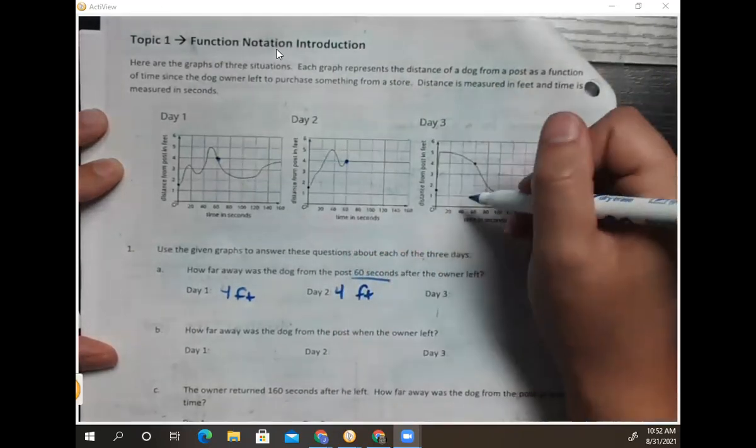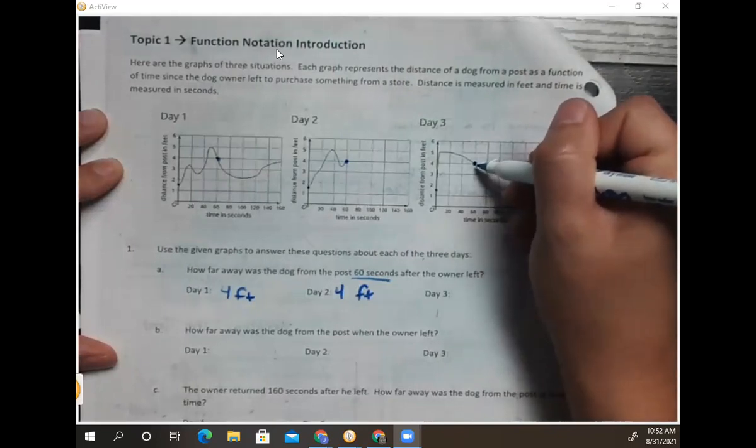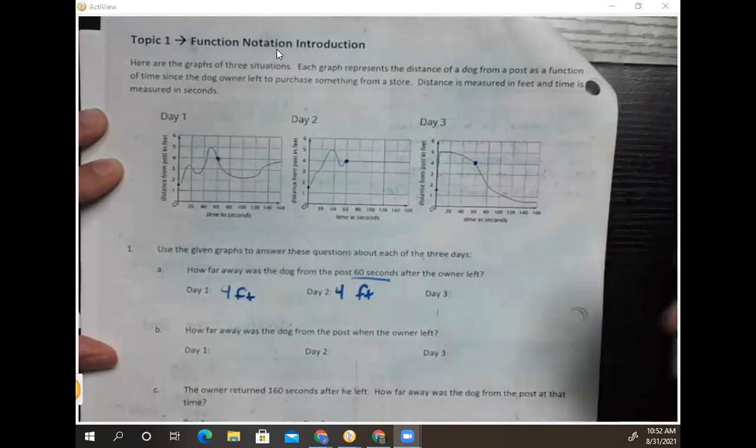And then on day three, here's 60 seconds. How far away from the post was he? 4 feet again.